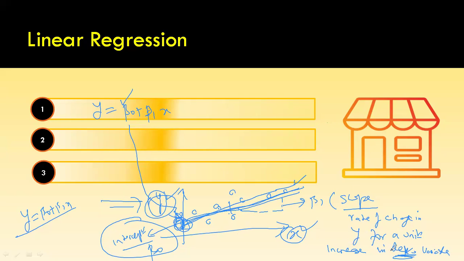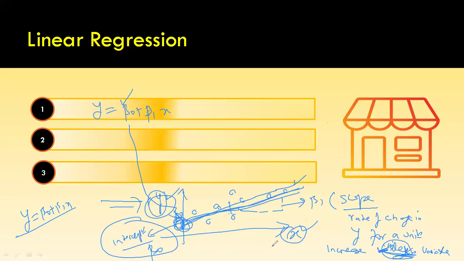So the rate of change in y for a unit increase in independent. Sorry, this is not the dependent, this is the independent variable. Okay, independent variable. Rate of change in y when x changes, for a unit increase in x, or the independent variable, the feature.